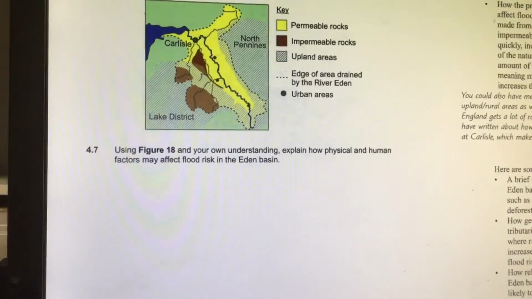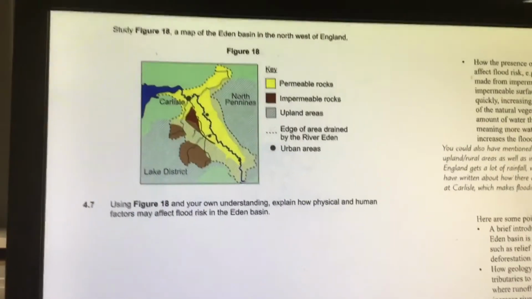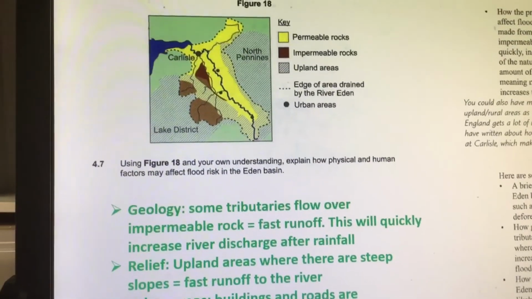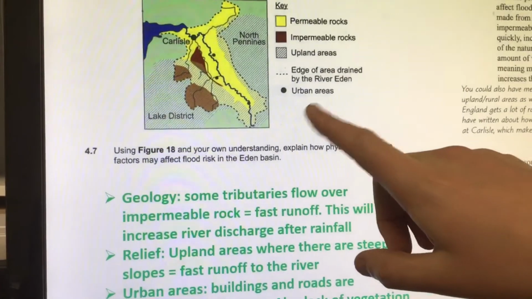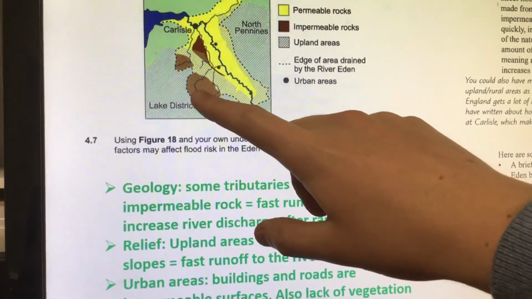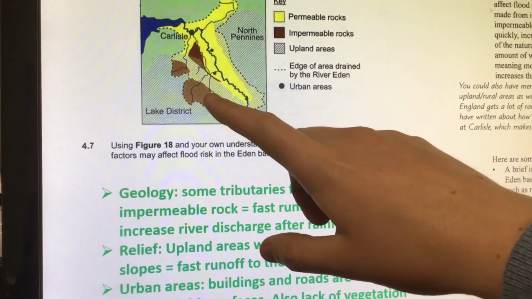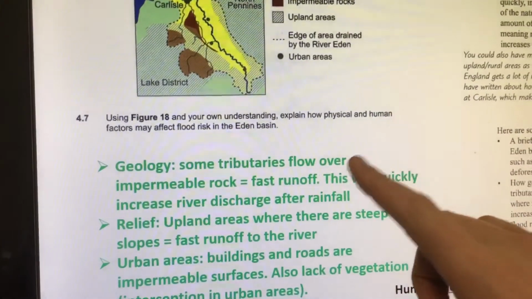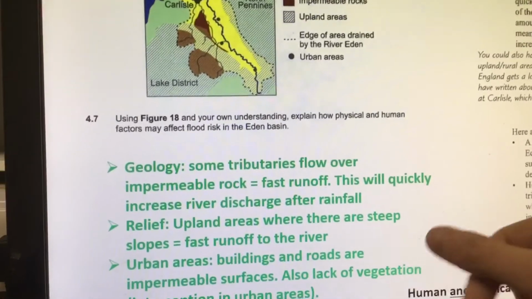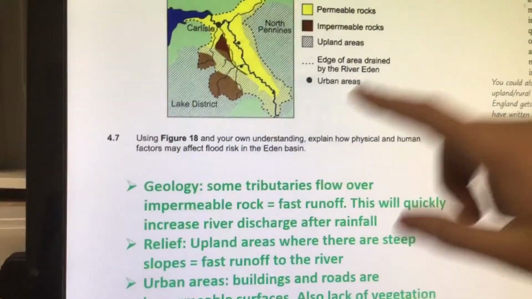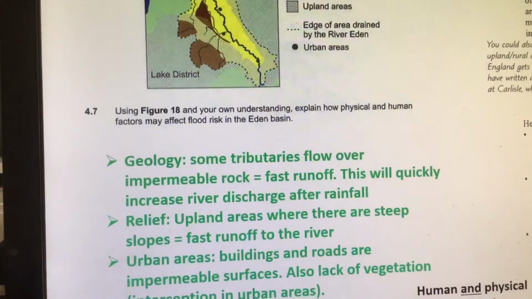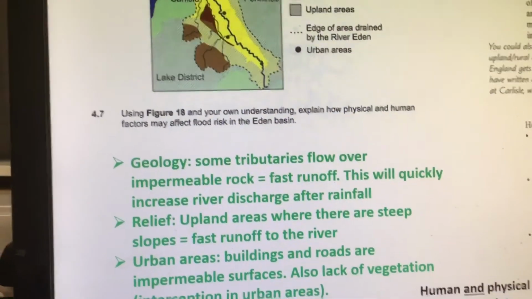So we need to say what we think makes the Eden River susceptible to flooding. Now, a couple of ideas are, if you look on here, it shows you that some of the tributaries of the river are actually flowing over impermeable rocks, which means rocks that won't allow water to sink into them. And that means that there's going to be quick runoff. So the water won't sink into the rock, it'll flow along the top and reach the river quickly, potentially leading to flooding. So that's what we're talking about in terms of geology, the rock type.